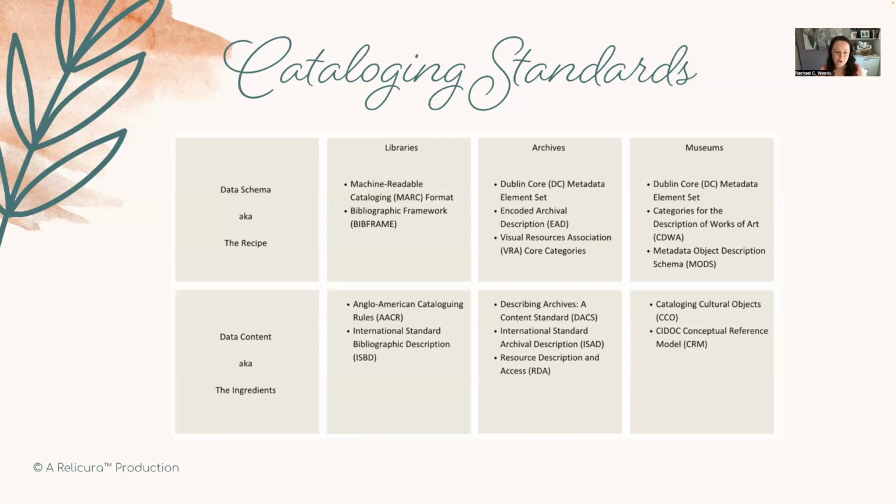On this bottom row is the data content or the data descriptive standards, and those are typically the standards that are telling us what we need to put in the fields and how. And so again, libraries, archives, museums, we each have our own little boxes. The two big ones for us, if you're in archives, it's going to be describing archives, a content standard, otherwise known as DACS. And if you're a museum, then it's typically cataloging cultural objects, or CCO.